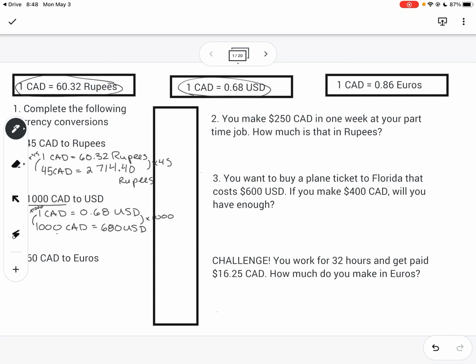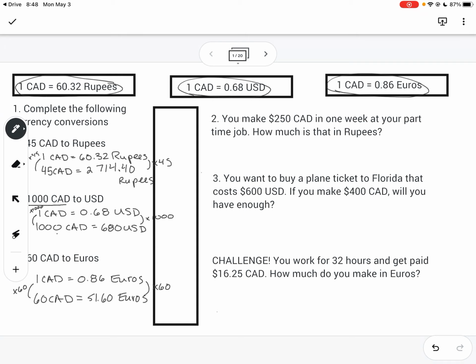The last one we're going to look at is euros. And so what I'm going to use as my last currency conversion that I have here, I've got 1 Canadian dollar equals 0.86 euros. And I've only got $60 Canadian, and I want to see how many euros that would be. So I notice on my left side, I multiplied by 60. I'm going to do the same thing on my right-hand side, and I've got 0.86 times 60. I've only got 51.60 euros here.